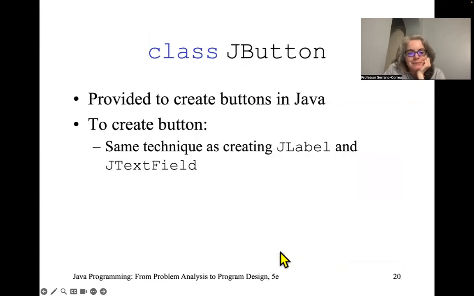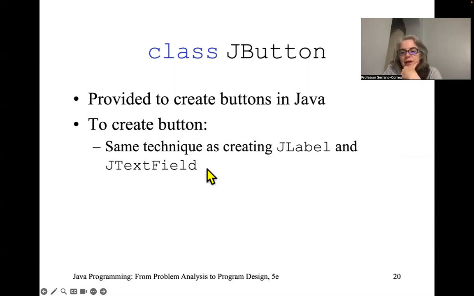Then we have the class JButton. So JButton would actually be, when we press the button, we would do something like calculate or clear. Maybe you want to clear the whole window, or you want to calculate, or you want to go to the next window. And then the same techniques that we use for JLabel and JTextField, we're going to use for JButton.